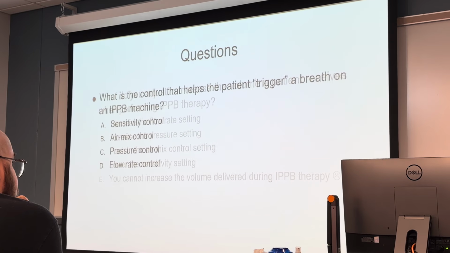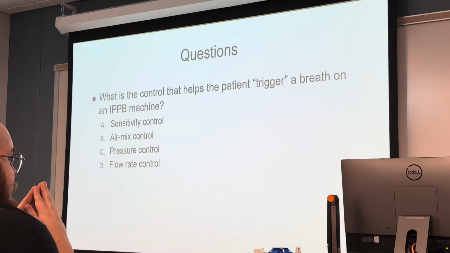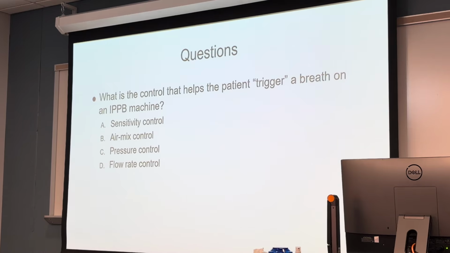All right, I think I have one more here. What's the control that helps the patient trigger a breath on an IPPB machine? Is that sensitivity, air mix, pressure, or flow rate control? Again, helps the patient trigger a breath. That is the sensitivity. They're having trouble triggering a breath, and it's plugged in. I guess that's the first thing: make sure it's plugged in. If it is plugged in, and they're having trouble starting a breath, then it's the sensitivity that you need to fix or adjust. And that was my last question.